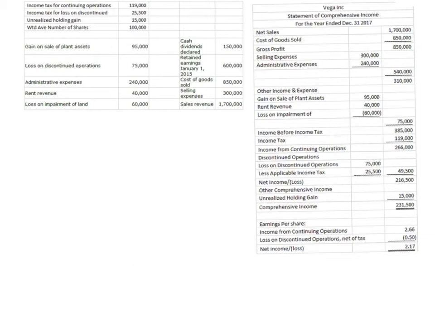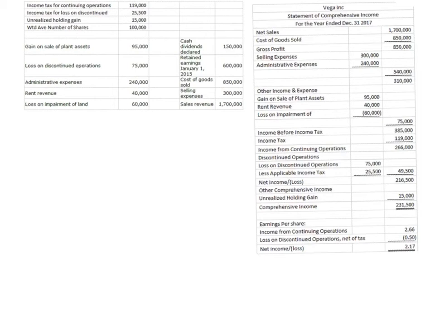The number was given to us as income from continuing operations. Normally you would calculate it at each part, and that's where we're going to talk about net of tax in a minute. So that's given to us. So our income from continuing operations is $266,000.